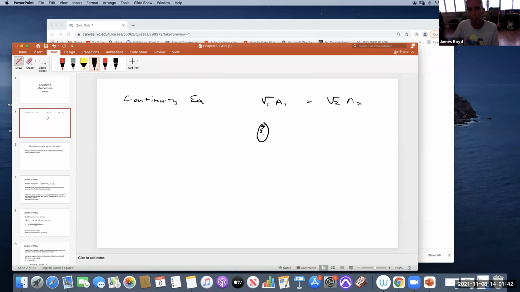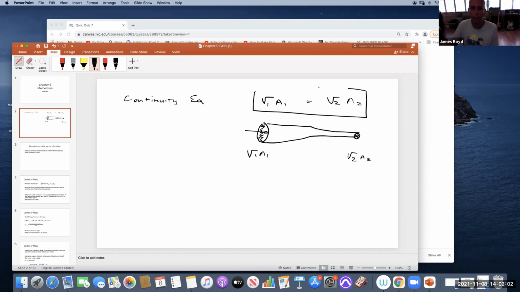So if this were a pipe, let's say, and it suddenly shrank down to a much smaller pipe, what you would have is the velocity of the water crossing this area would be v1 a1, and the velocity of the fluid crossing this other area. So you have this continuity equation, which allows you to say v1 is a2 over a1 times v2, or v2 is a1 over a2 times v1.